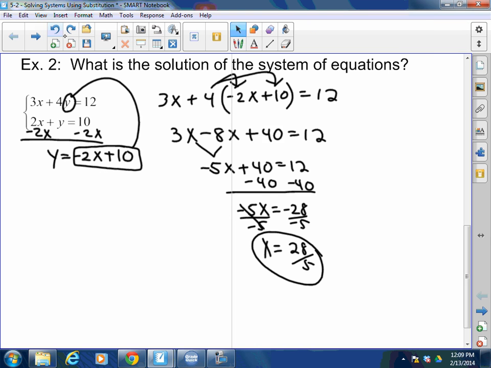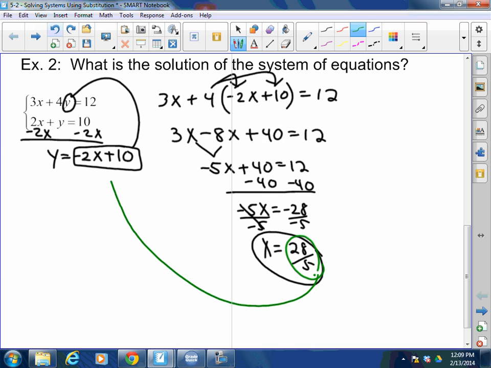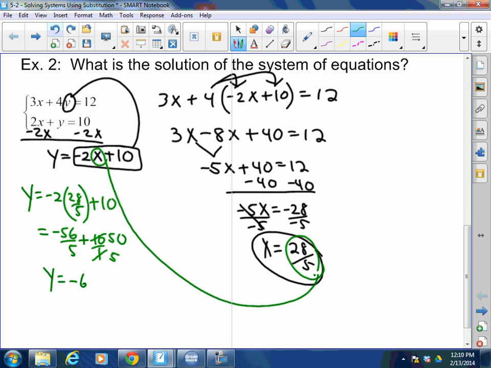Very good, son. Now you take this x value and you plug it into the other equation. You substitute to solve for y. Y equals negative 2 times x, which is 28 fifths, plus 10. Y equals negative 56 fifths, plus 10 over 1. Common denominator is 5. That goes to 5. This goes to 50. Y equals negative 6 fifths.